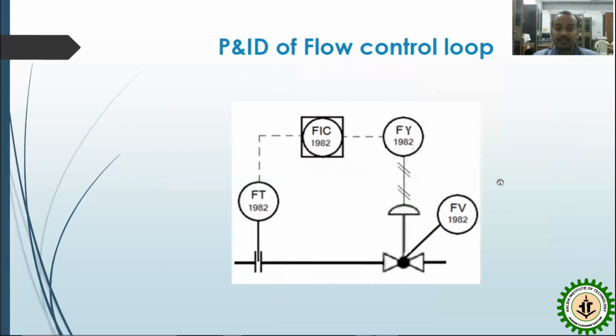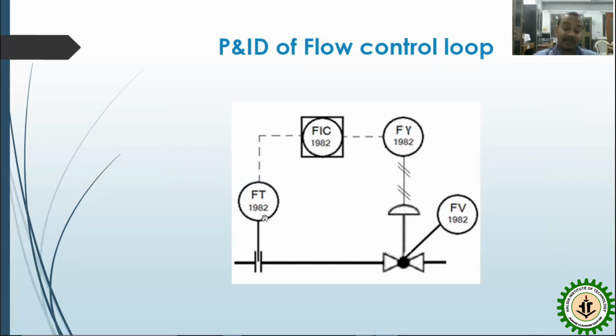If we go to the next part, it is a very interesting one: the flow control loop using the P&I diagram. As I already mentioned when I showed you the representation of the elements of the P&I diagram, the orifice will be represented like this. We try to measure how much flow will be there in a pipeline, so an orifice needs to be installed over there. After that, FT, this is the flow transmitter or flow sensor, we can say.